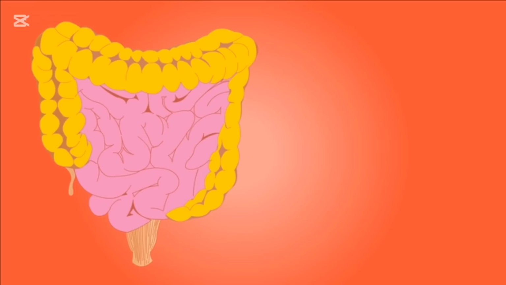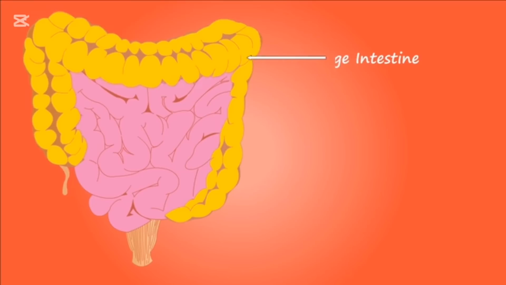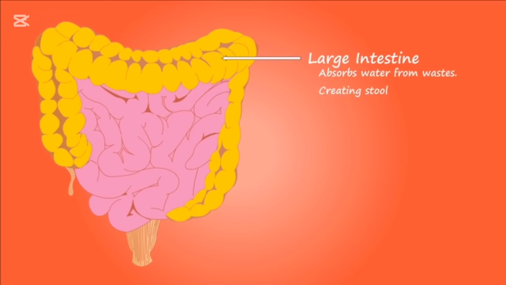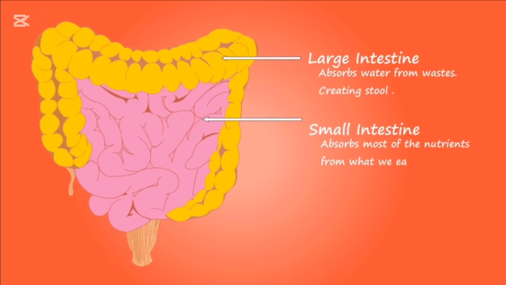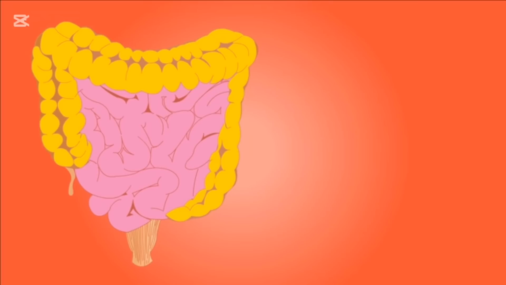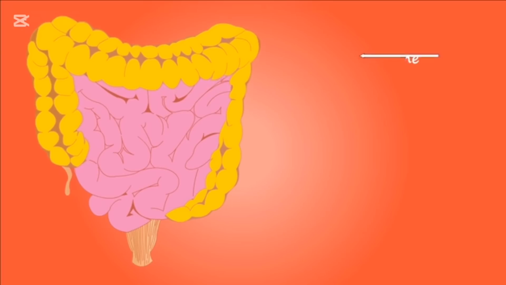Let's dive into the digestive system. The digestive system is an essential part of the human body, responsible for converting the food we eat into energy and nutrients while also eliminating waste. It is a complex system that involves various organs and processes working in tandem.